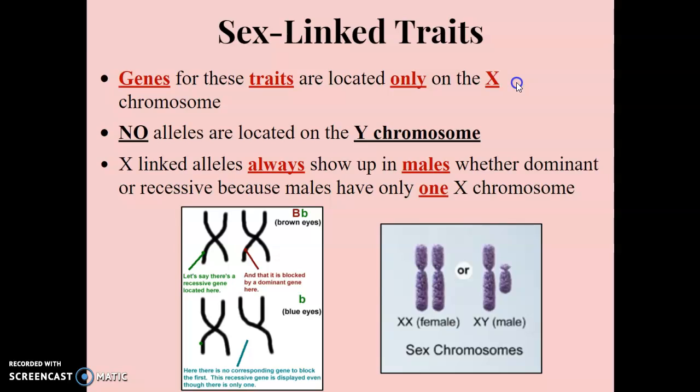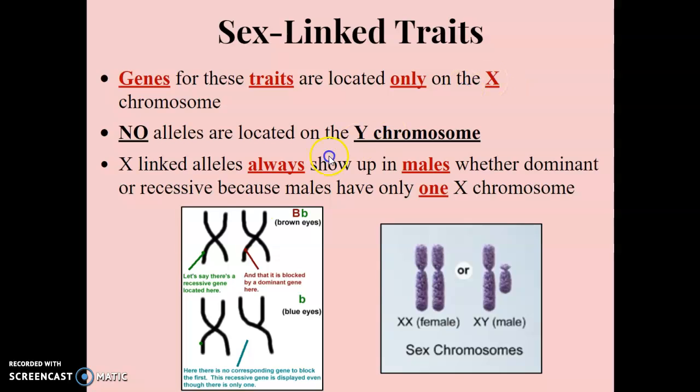So we had to understand how to do crosses with the sex chromosomes because sex-linked traits are traits that are located on the X chromosome. And so you're going to have to use the X chromosomes to help you solve these. We know that no alleles for these traits are located on the Y chromosome; they're always on the X.